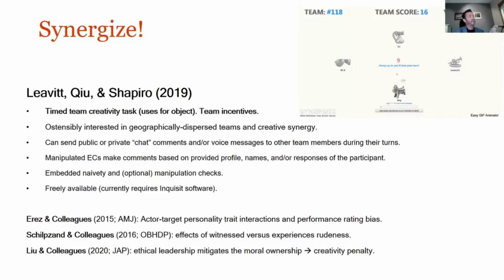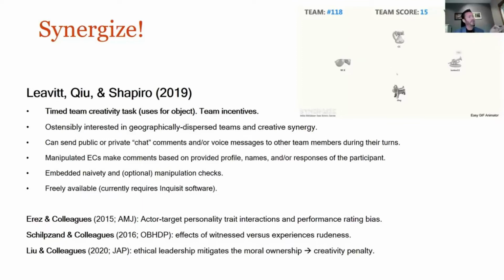And another nice thing about Synergize is it's freely available. Again, Feng-Chu made these great resources that make it very easy to plug and play. It currently requires Inquisit software. At some point, my goal is to maybe see if I can engage in some grant writing and have somebody build out something that's freely available outside of that platform, so you can just plug it and play it, and anybody can use it in their research without any sort of real investment.